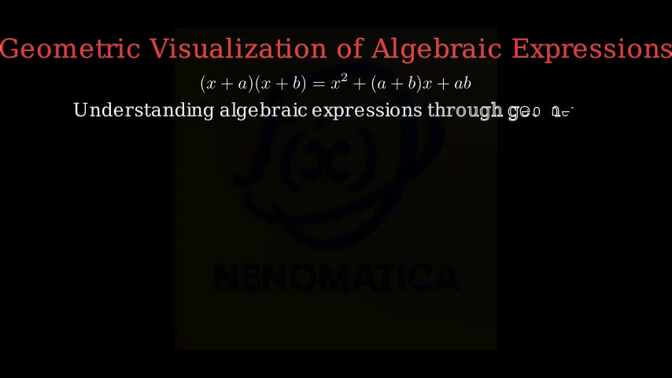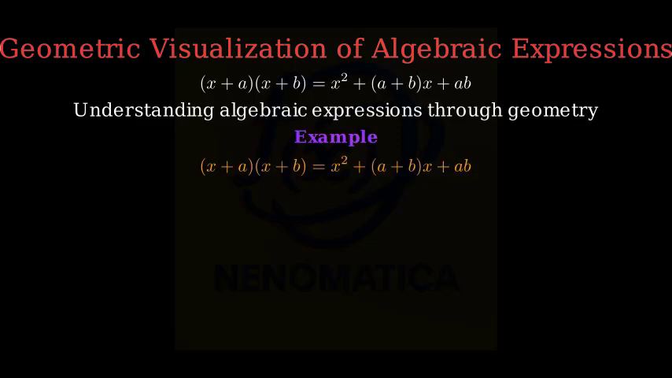Today, we'll visualize the factoring of expressions using geometric shapes, specifically looking at the formula open parenthesis x plus a close parenthesis times open parenthesis x plus b close parenthesis equals x squared plus open parenthesis a plus b close parenthesis x plus ab. This is a powerful way to understand algebraic expressions through visual representation. Let's start with an example. We'll use the formula open parenthesis x plus a close parenthesis times open parenthesis x plus b close parenthesis equals x squared plus open parenthesis a plus b close parenthesis x plus ab.